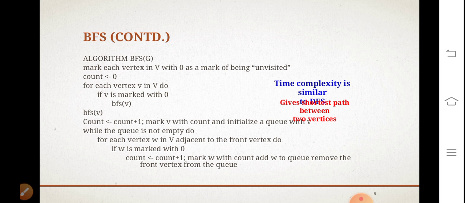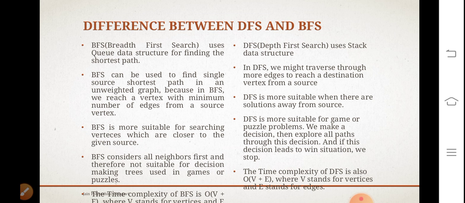The time complexity is similar to DFS, and this gives the shortest path between two vertices, because unlike DFS, in BFS we are visiting all the vertices at the beginning itself. So that's why it gives the shortest path between two vertices. So what are the differences between these two, depth first search and breadth first search?